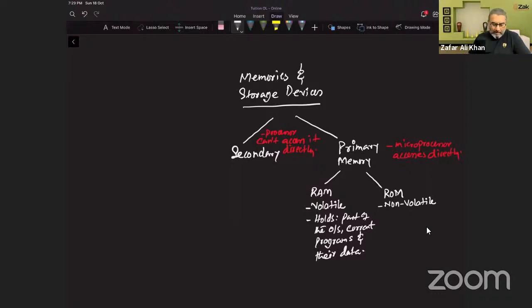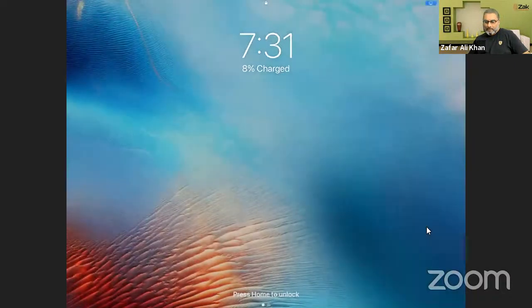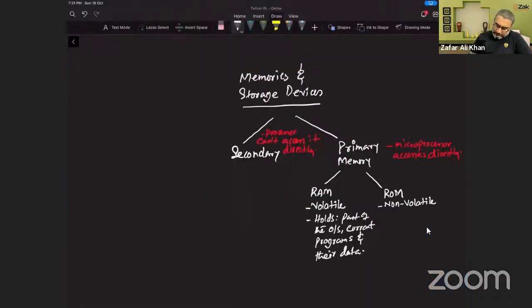Now, what does ROM hold? ROM holds the bootstrap loader and the basic input output system, BIOS. You don't have to worry about the bootstrap loader or BIOS. All you need to remember is these are the programs which are required by the system to boot up, to start. That's it.